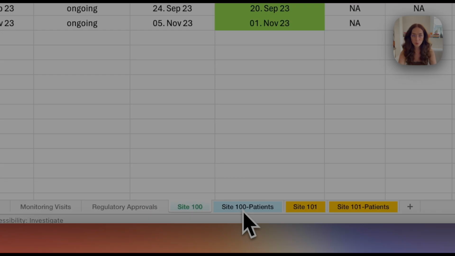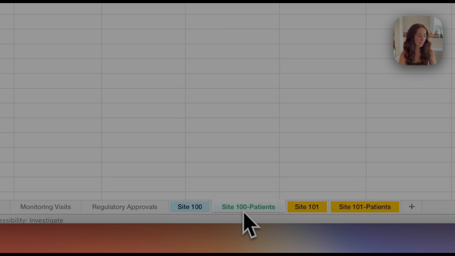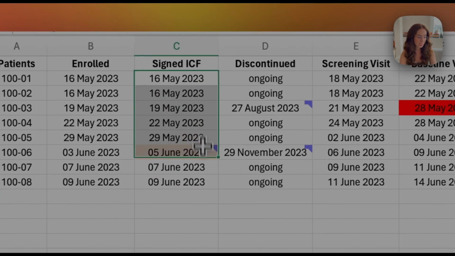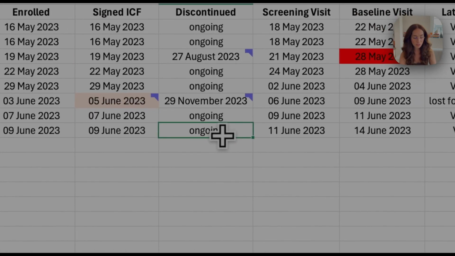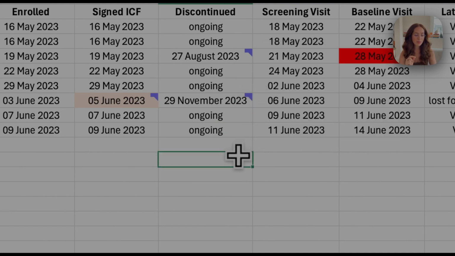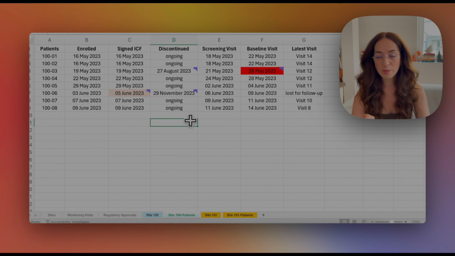Next step is to go even more in depth. For this site, I also like to track my patients. I like to track all the patients that have been enrolled, when they have been enrolled, if they have signed the informed consent form, if they discontinued the study or they're still ongoing. I like to make notes again of why the patient discontinued the study. And the reason I like to take so many notes is because, first of all, these comments need to be reported in the monitoring visit report, and that saves me time.